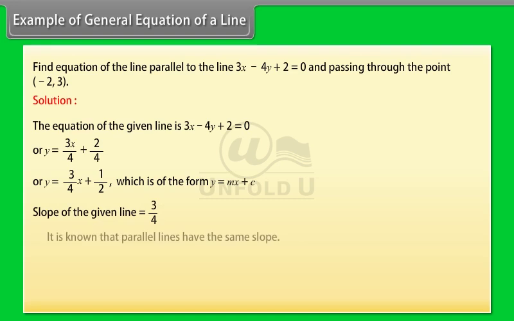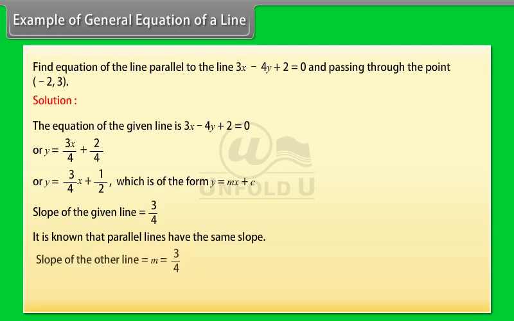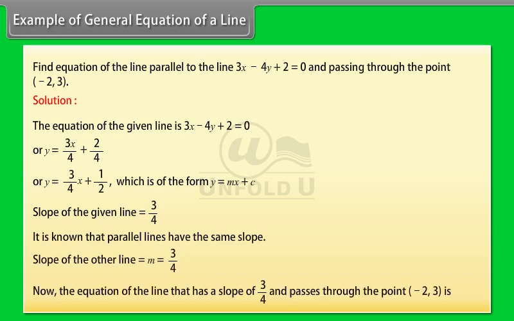It is known that parallel lines have the same slope. Slope of the other line, that is m, is equal to 3 by 4. Now the equation of the line that has a slope of 3 by 4 and passes through the point (-2, 3) is 3x minus 4y plus 18 is equal to 0.